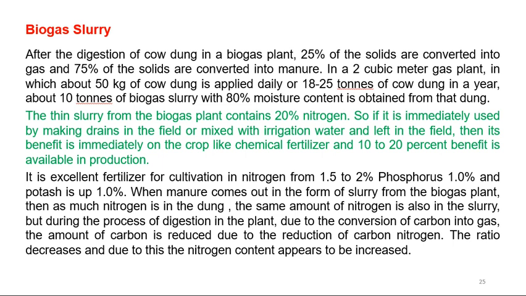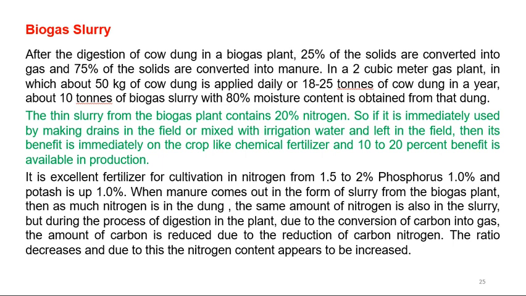25% of the solids are converted into gas and 75% of the solids are converted into manure. In a 2 cubic meter gas plant in which about 50 kg of cow dung is applied daily, or 20 to 25 tons of cow dung in a year, about 10 tons of biogas slurry with 80% moisture content is obtained from that dung.